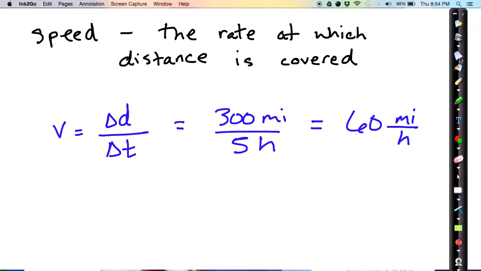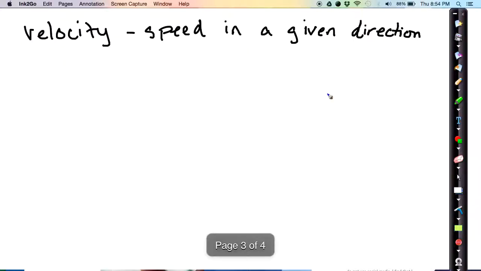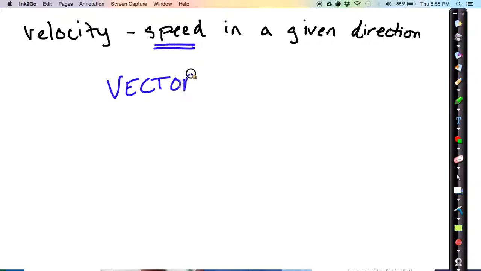So the next rate that we want to cover is velocity. Velocity is just speed in a given direction, which means that velocity is a vector quantity. It requires both magnitude and direction for a complete description. Now contrast that with speed, which is a scalar quantity. It only requires magnitude. So here we have magnitude plus direction with velocity, making it a vector quantity.